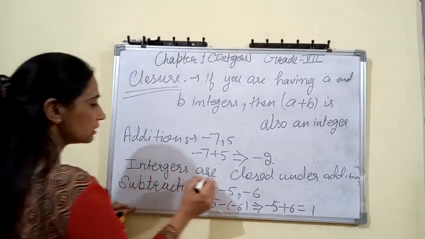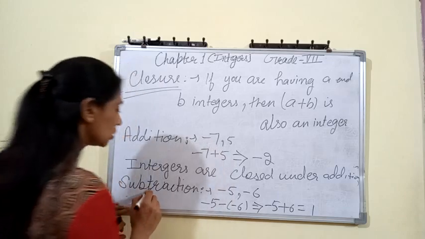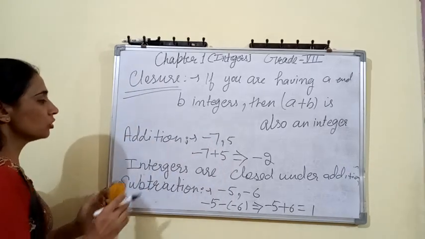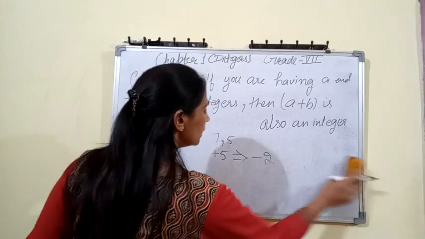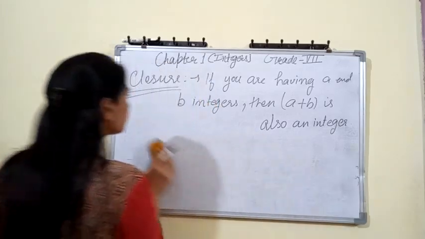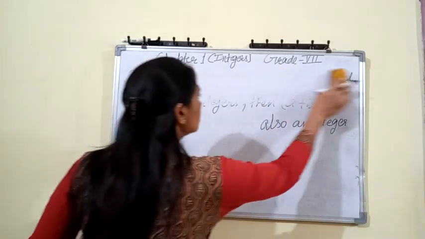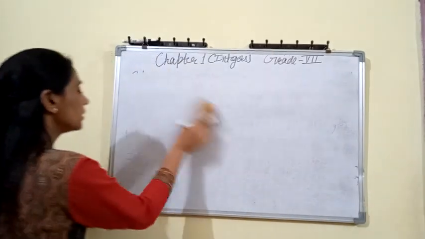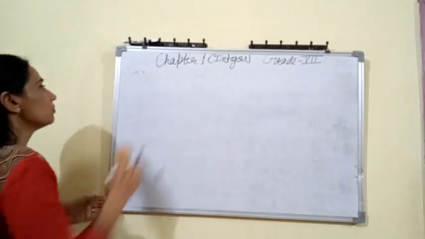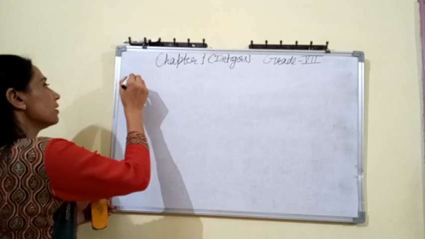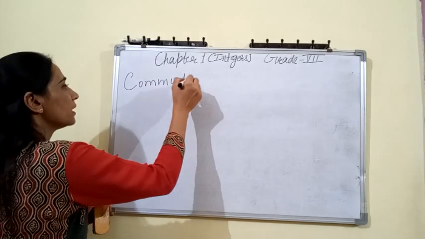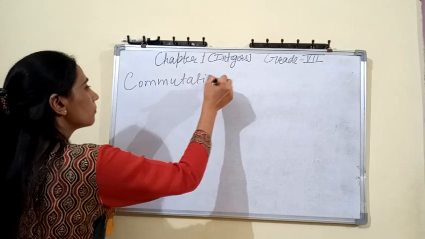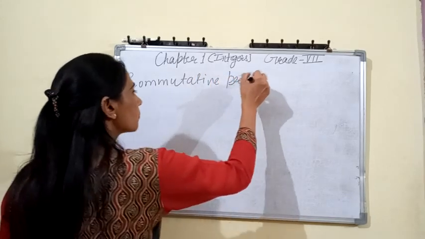Now we will say integers are closed under which operation? Subtraction. Okay. So today we will discuss only addition and subtraction. Now the next property is the commutative property. What is that? Commutative property.